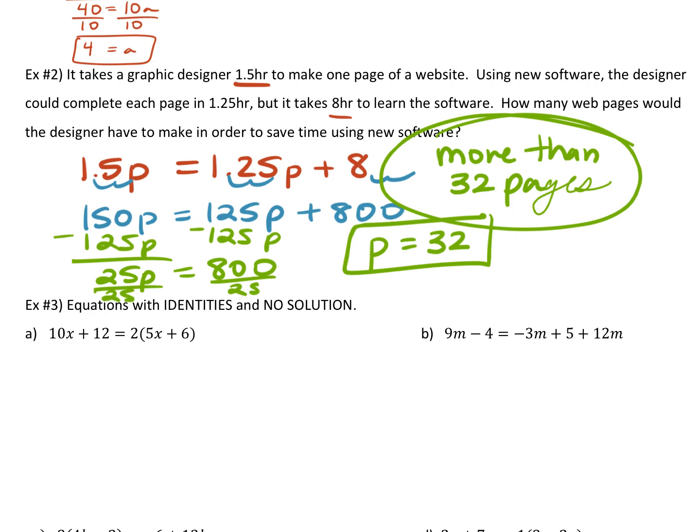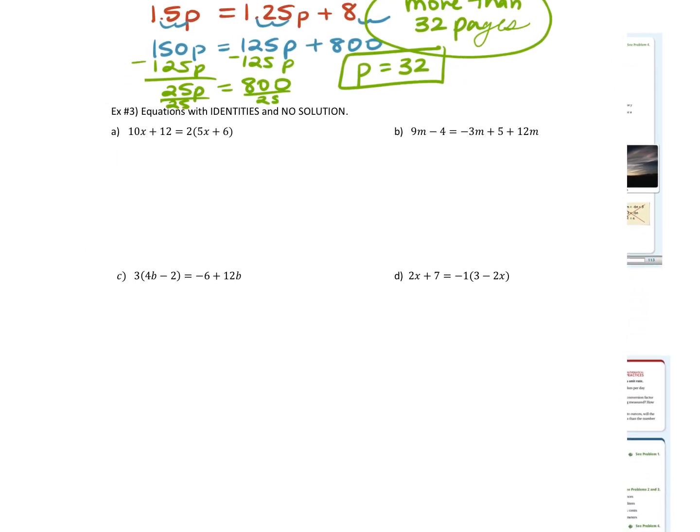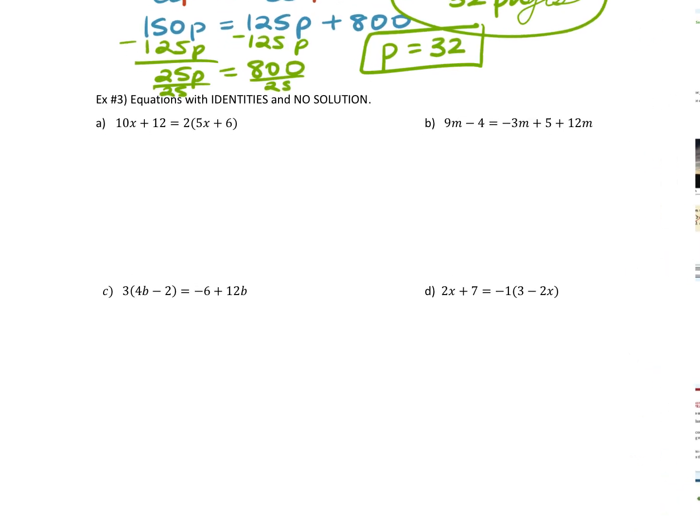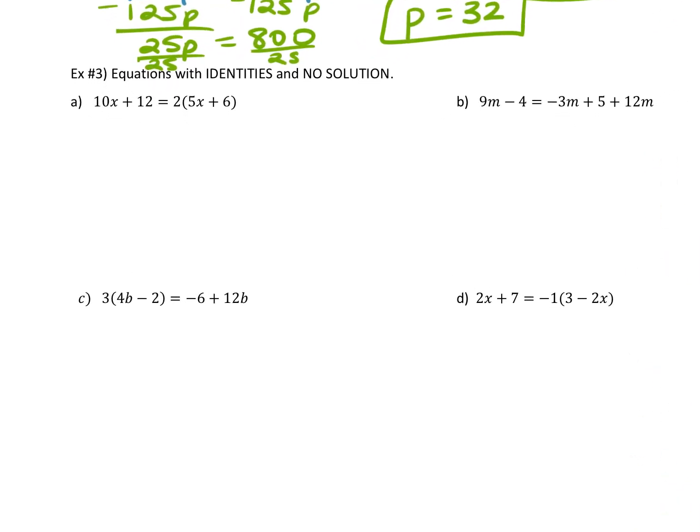Okay, 4 last questions, and then we'll take a little brain break, and then we'll do some review. These last 4 are equations with identities and no solutions, okay? Can anyone tell me what an identity is going to look like in the end? Identical, yes. Identities are identical.